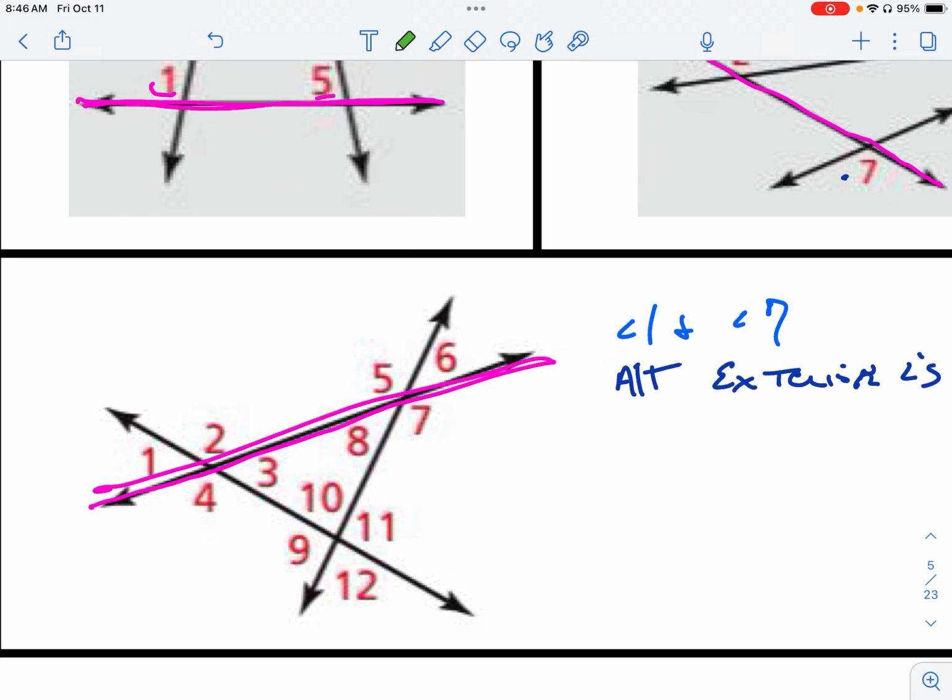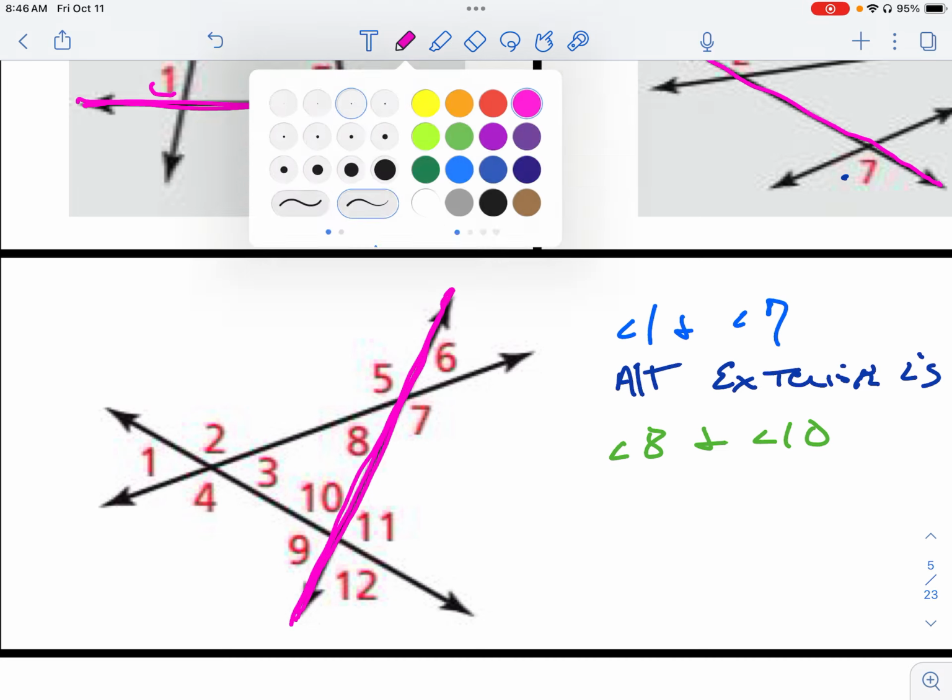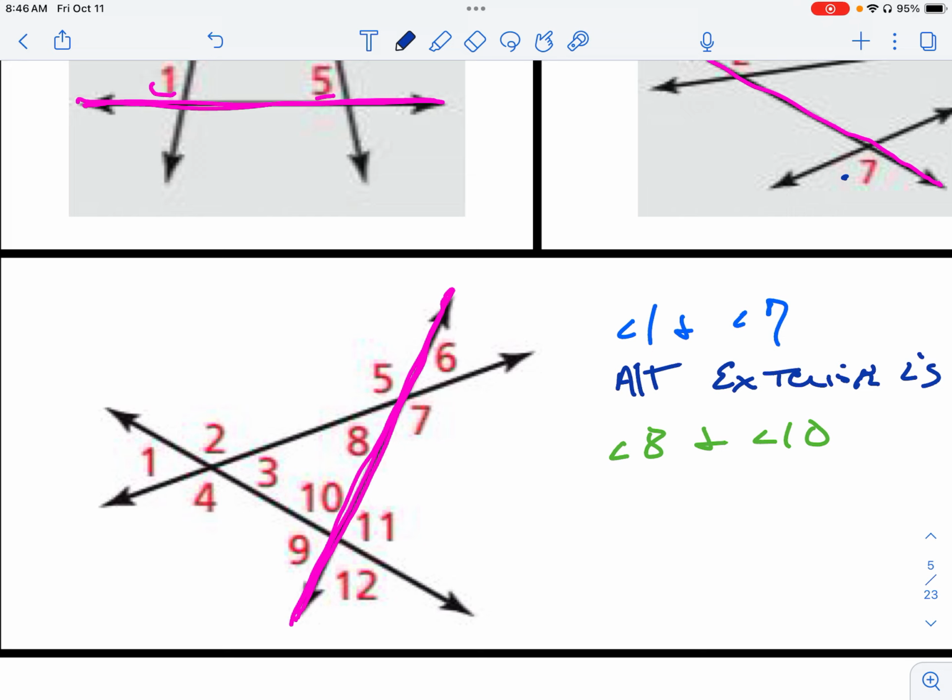What if we want to deal with angle 8 and angle 10? Well, 8 and 10 is going to make this line our transversal. So both between the lines on the same side of the transversal looking at each other, we can make a kind of a goalpost. So they are consecutive interior angles.